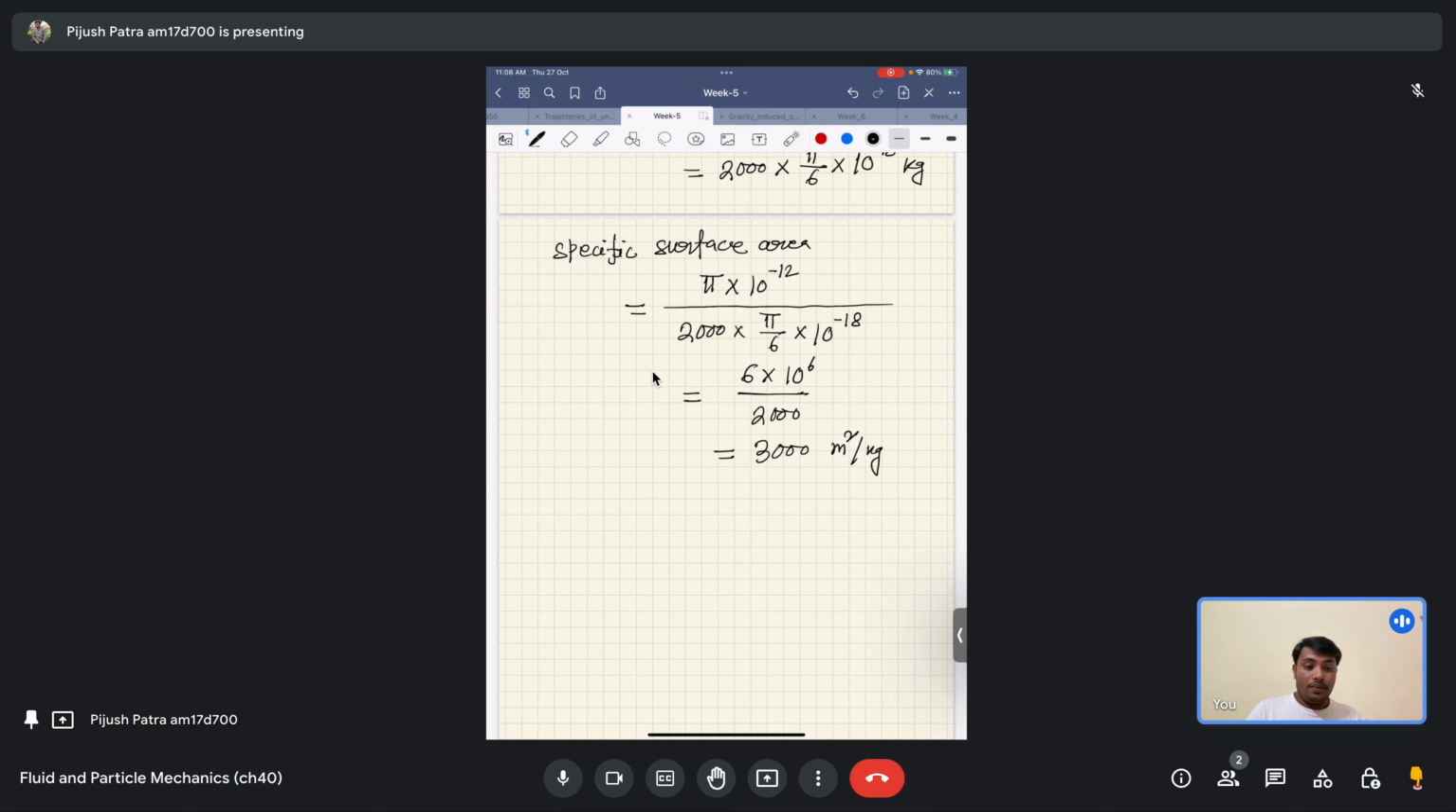So in order to apply the principles of similarity, for the model and the prototype, or for the two different problems to be similar, they have to obey the geometrical similarity, kinematic similarity, and the dynamic similarity. So that's what we can say in this case.